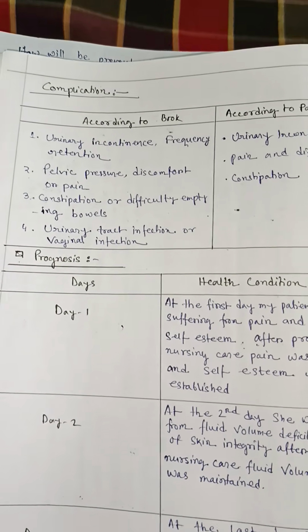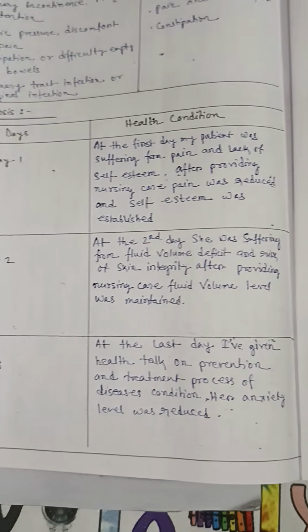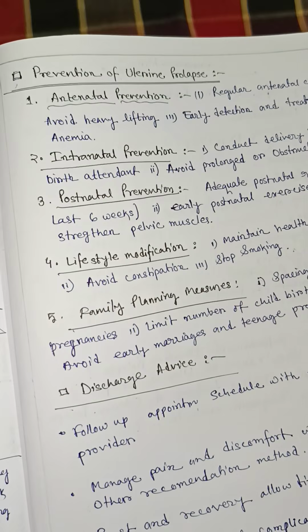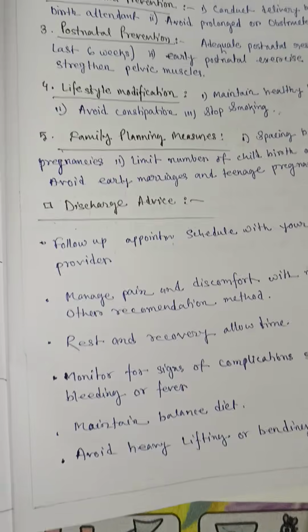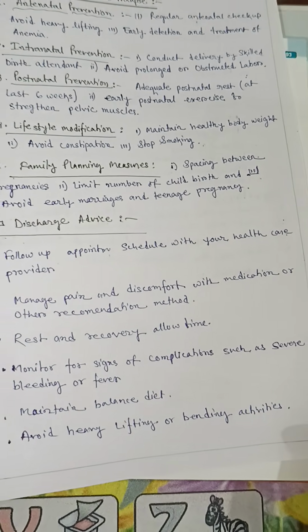There are complications and prognosis in day 1, day 2, and day 3, and the preventive method of uterine prolapse and discharge advice for uterine prolapse.